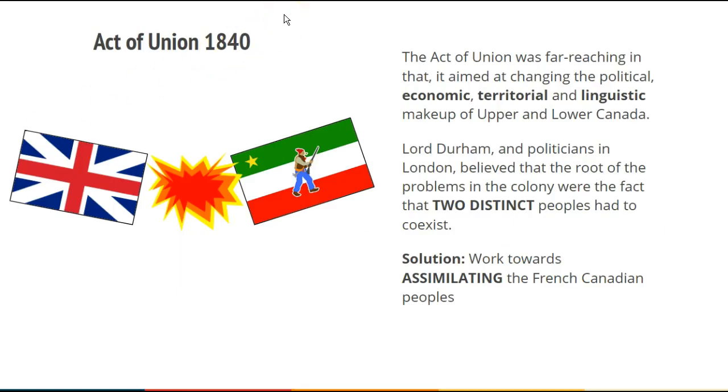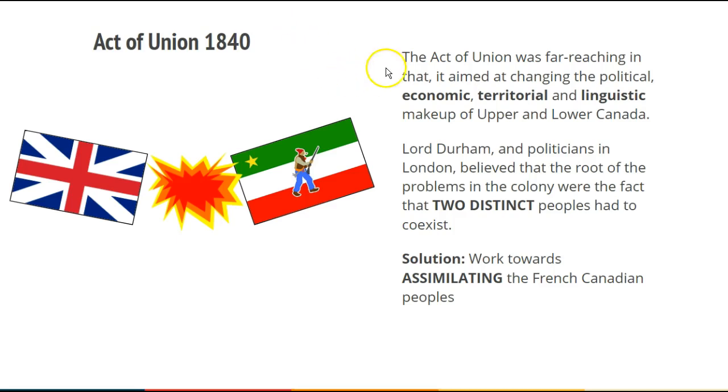So the Act of Union of 1840. The Act of Union of 1840 is what came about, what the British government decided to do and put into law based on the Durham Report. So this is the law. This was what actually was put into place.